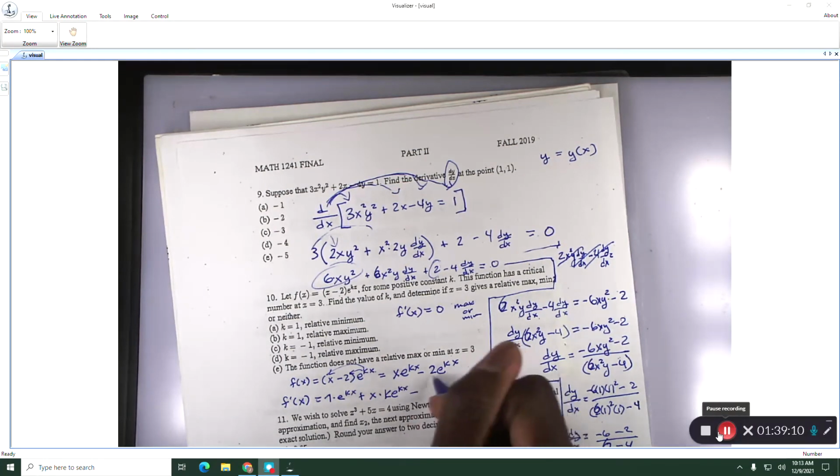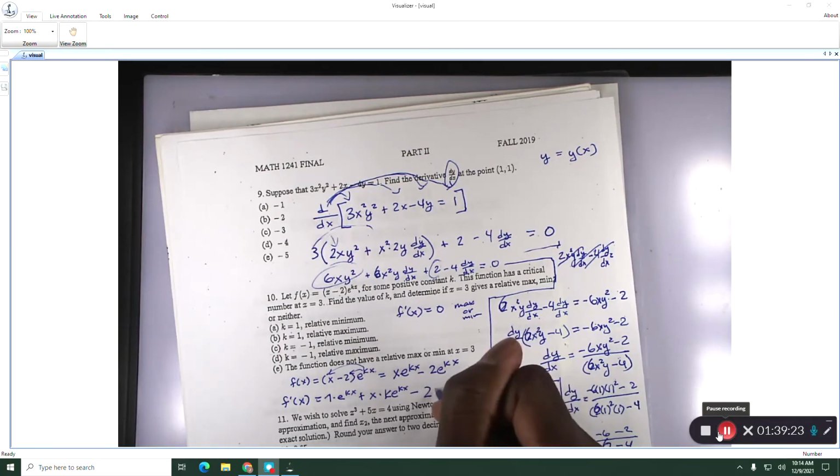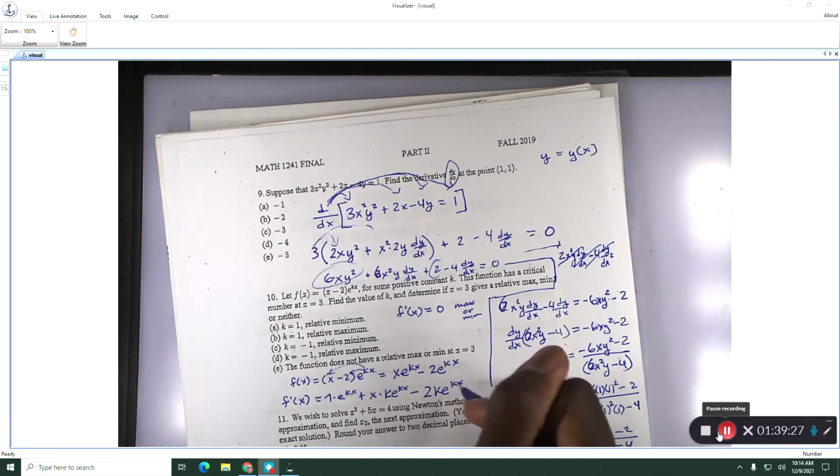Now the second part is not a product of two functions, it's just 2 as my scalar, times e to the kx. Well, the derivative of e to the kx will be k times e to the kx.